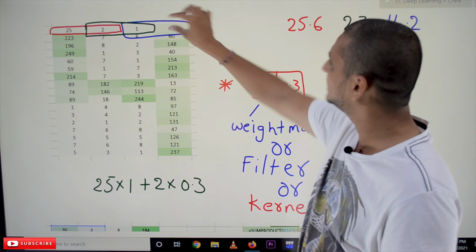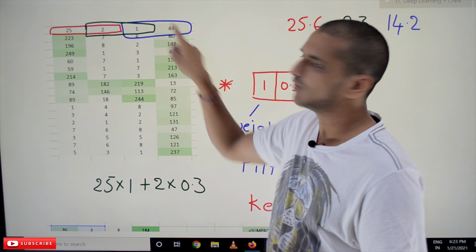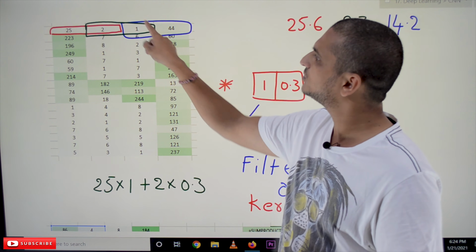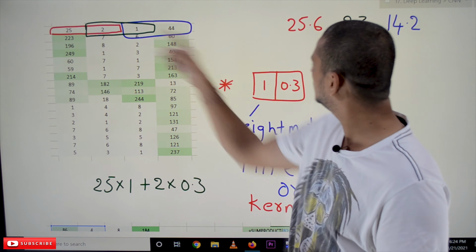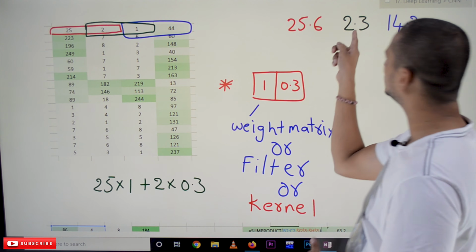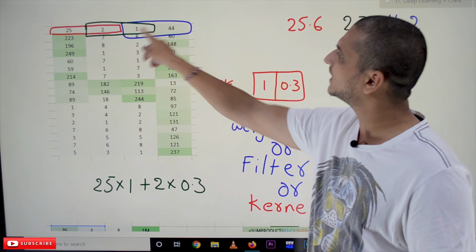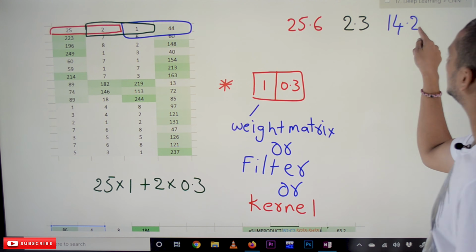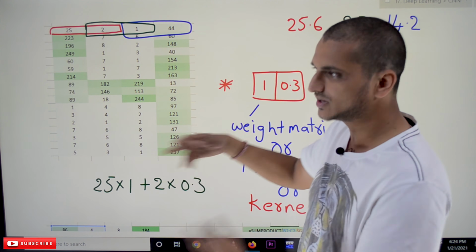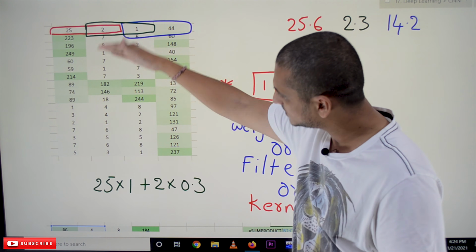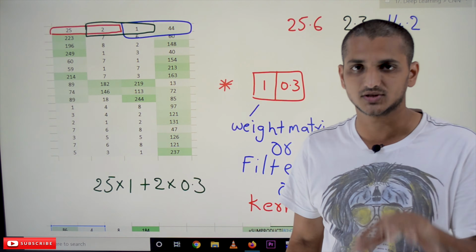Now we have to move one step to the right side, the green color is given. The same weight matrix is placed on the pixels 2 and 1. The second pixel value is 2, the third pixel value is 1. Again do the convolution operation: 2 into 1 plus 1 into 0.3. The value we got is 2.3. Again move one step, so 1 and 44. The value we got here is 14.2. Next go to the second line and repeat the process. Third line, repeat the process. Fourth line, till the last line. This is what the convolution operation is.